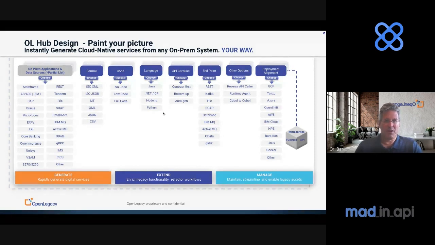We have a lot of flexibility about the endpoint, so we can build REST, we can build Kafka, we can build SOAP, we can build files, and many other things. And we have some other options, so we can do other cool things such as reverse API. So we can actually enable mainframes to call APIs on the other side, on the open side. We can do COBOL to COBOL and so on. And the interesting part is also deployment. We can deploy wherever. So GCP, but also anything else a customer wants to use, where they want to deploy.